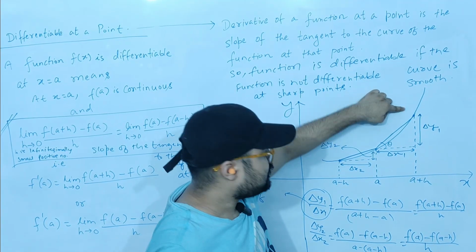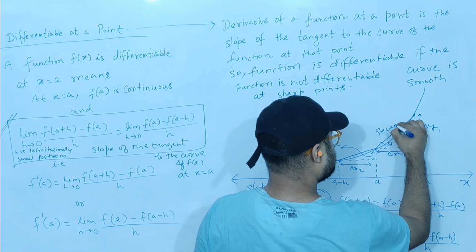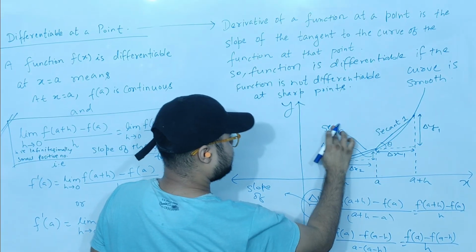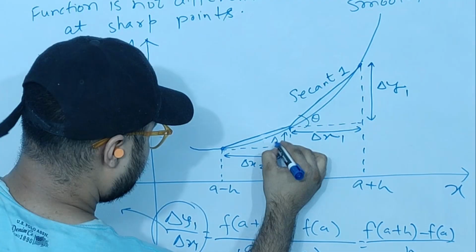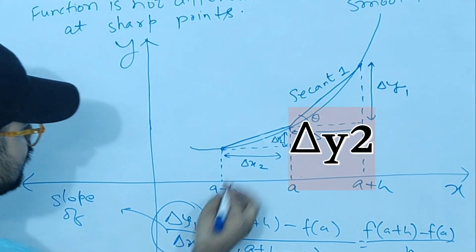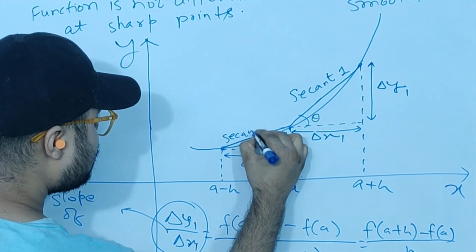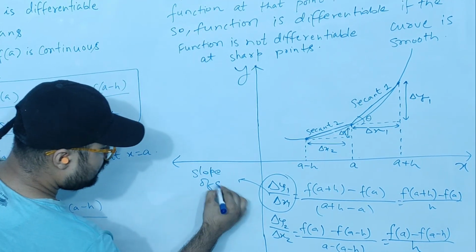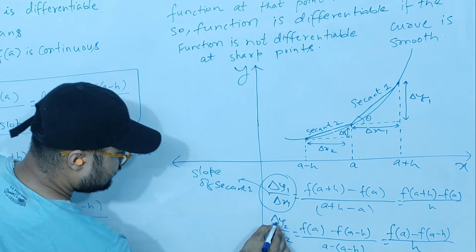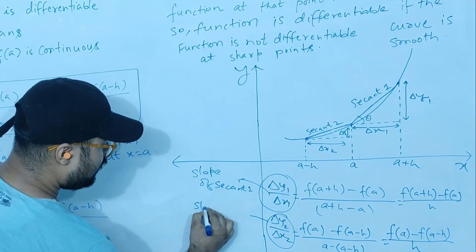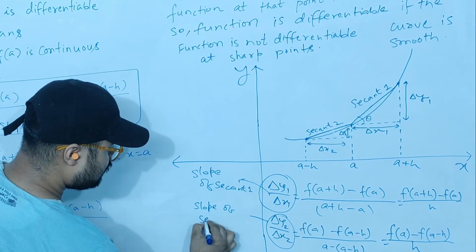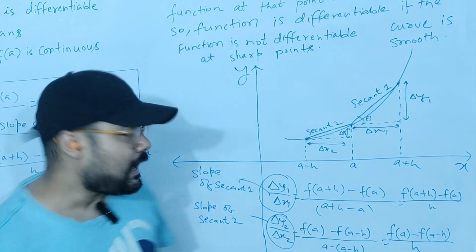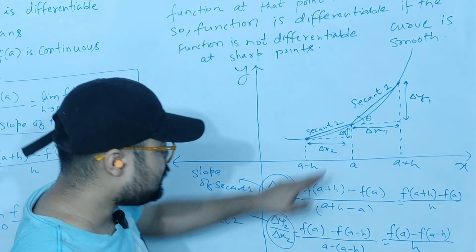That line is called a secant. So this is your secant 1, and this is secant 2. This is nothing but the slope of secant 1, and this is nothing but the slope of secant 2. And this is a smooth curve.